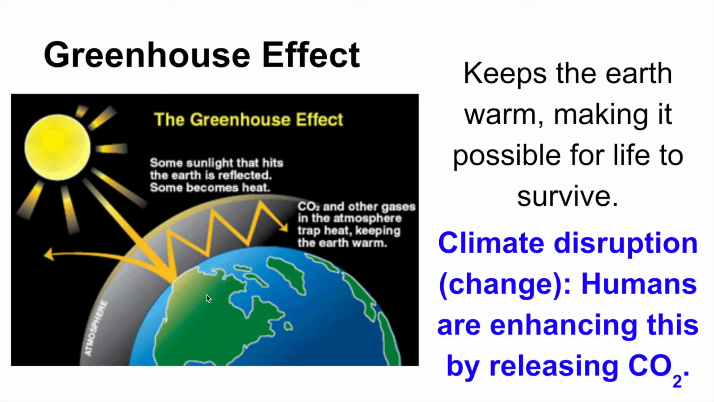Now, some of that's going to be absorbed by the surface of the Earth, and then some of it's going to get reflected back. Well, certain greenhouse gases are going to reflect that light continually. Instead of it being emitted back into space, it's going to continue to bounce off of our atmosphere, and then that's going to increase the temperature of the surface and the air around the Earth.